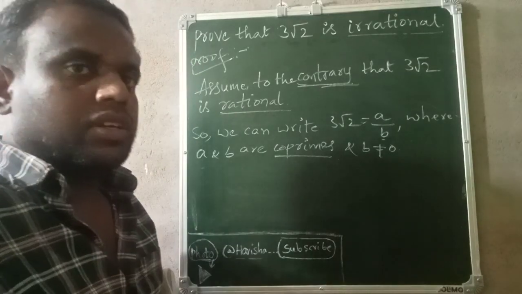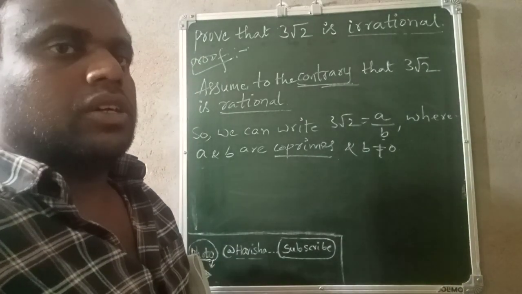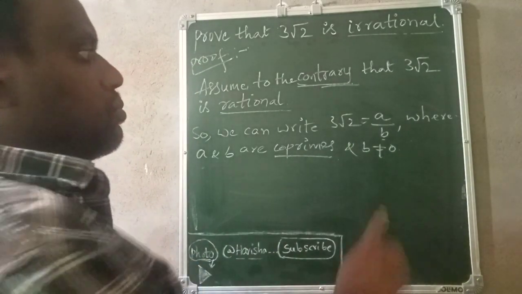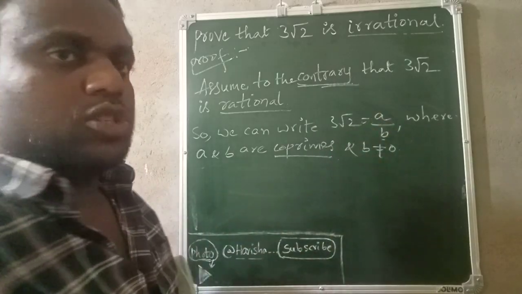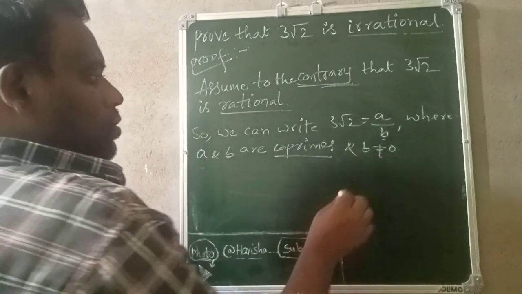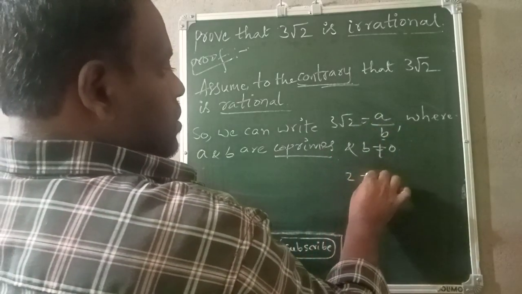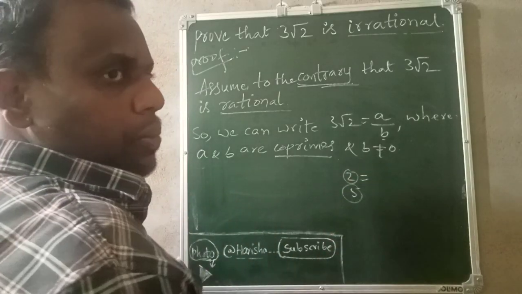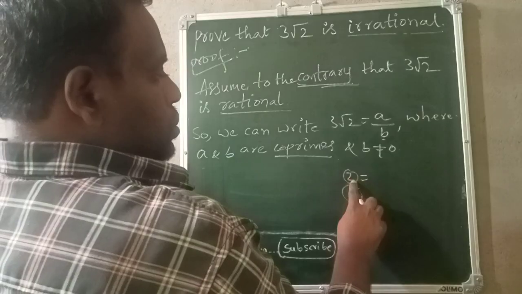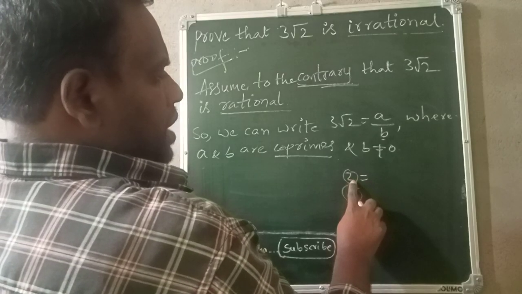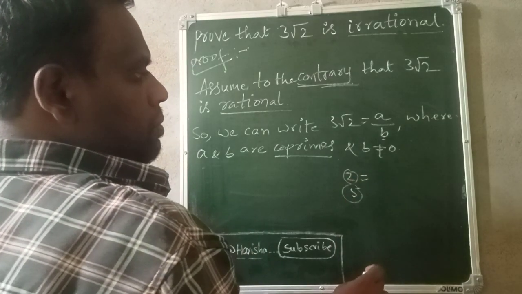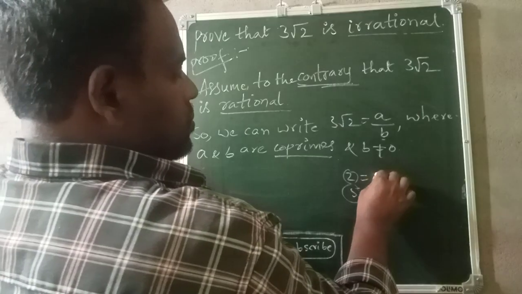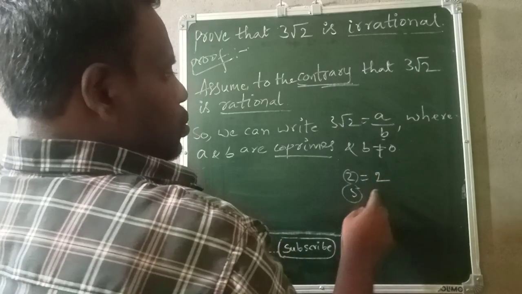Co-primes means there is only one common factor in both the numbers a and b, that is 1. For example, I will take 2 and 5. 2 and 5 are co-primes, because you can write this as a product of prime numbers.